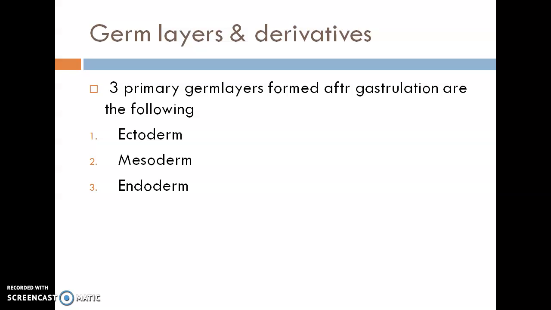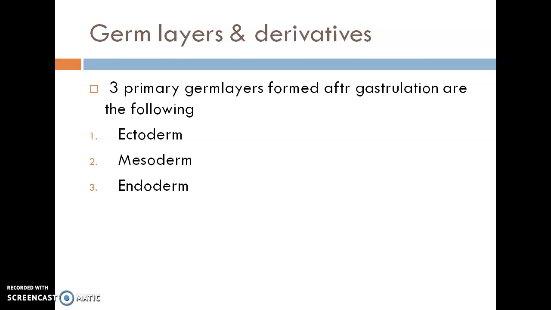I told you that the germ layers are generally formed just after the gastrulation process. You may know what is meant by gastrulation. Gastrulation is a morphogenetic movement. After fertilization is over, the zygote is formed. The zygote undergoes division, resulting in the formation of the morula, then the blastula. The different parts of the blastula undergo a movement that is called gastrulation.